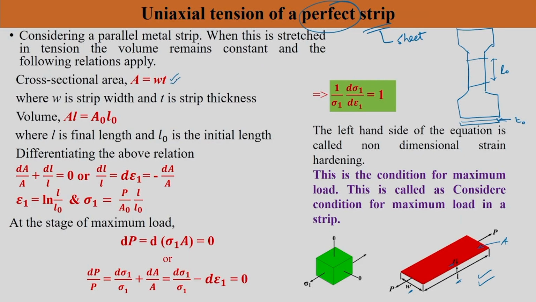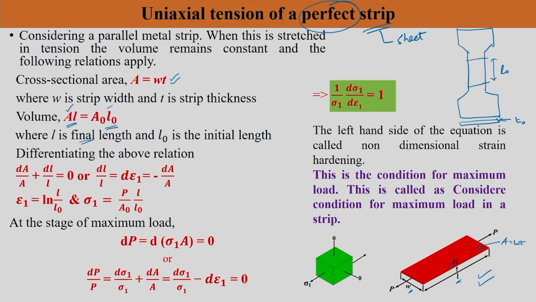Cross-sectional area is given by A is equal to W into t. Okay, A is nothing but W t, where W is the width of the strip and t is the strip thickness, and volume remains the same. Okay, at any instantaneous deformation stage, you will have A L, which is equal to A naught L naught. Okay, so these two will remain the same, and from this you can get the relationship between the new area of cross-section A and the original volume, where L is the final length and L naught is the initial length. You can say instantaneous length also.